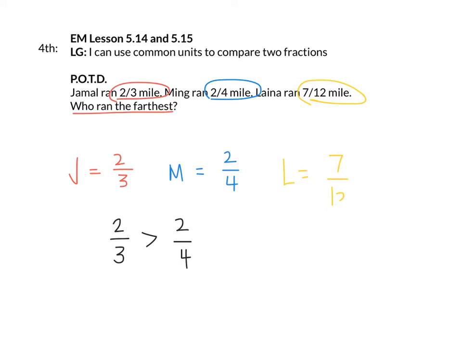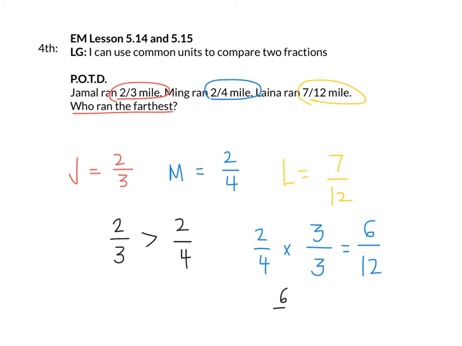Now, Lena ran 7/12 of a mile. 7/12 doesn't have any common numbers, but do you see any multiples that could be shared? Like Ming ran 2/4 of a mile. Could I use multiplication to decompose that to equal some number of twelfths? What version of 1 could I multiply 2/4 by to make it some number of twelfths? Think to yourself, 4 times what equals 12? 3. So what version of 1 should we multiply by? 3/3. Okay, so 2/4 equals how many twelfths? 6/12.